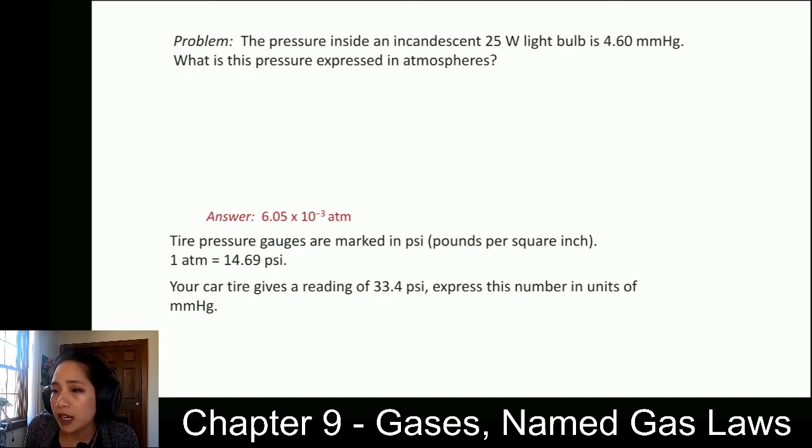So here's a problem. The pressure inside an incandescent 25 watt light bulb, people don't really use incandescent lights anymore, is 4.60 millimeters of mercury.